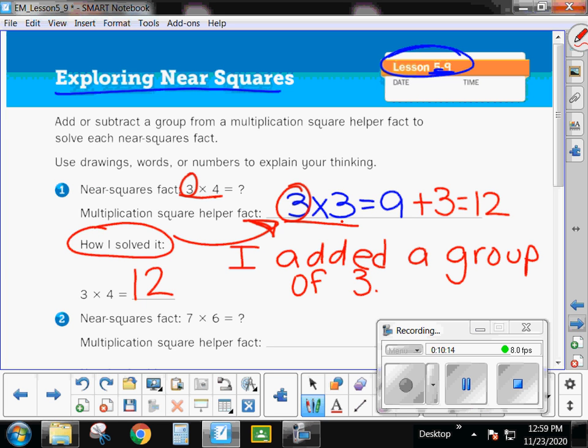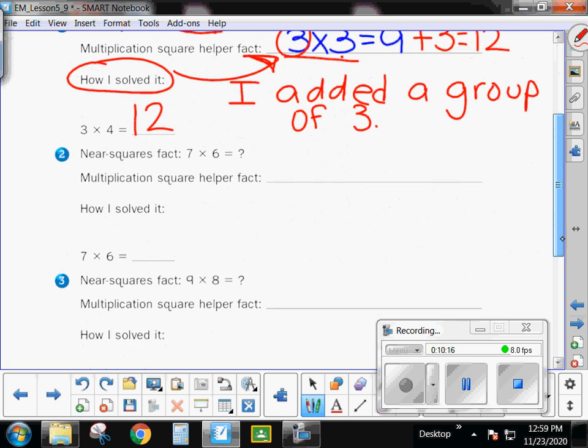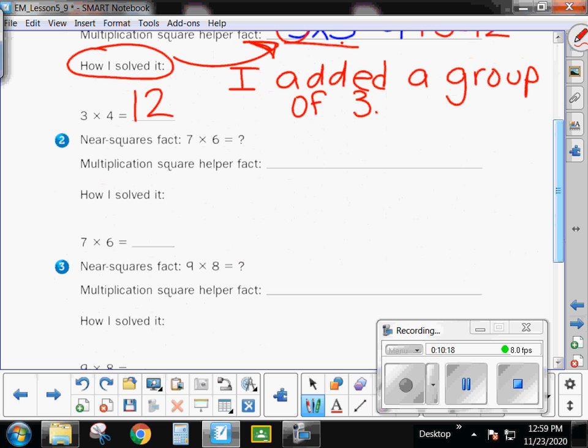Okay? All right, let's look at number 2. I want you to find a multiplication square to help you solve 7 times 6. Go ahead and pause the video. Give yourself time to work this out, just like we did the problem above. And then hit the play button, and I'll go through it with you.